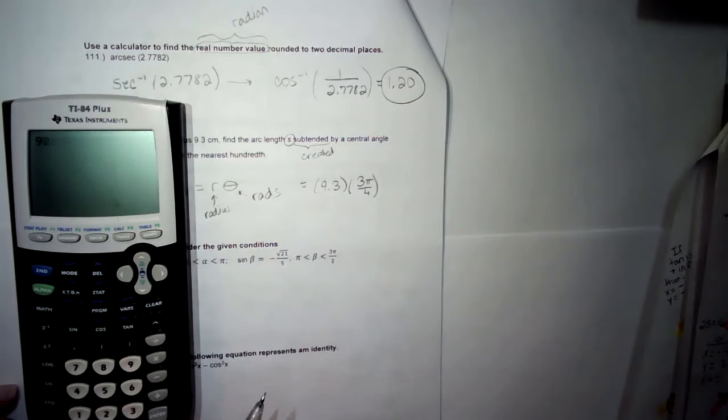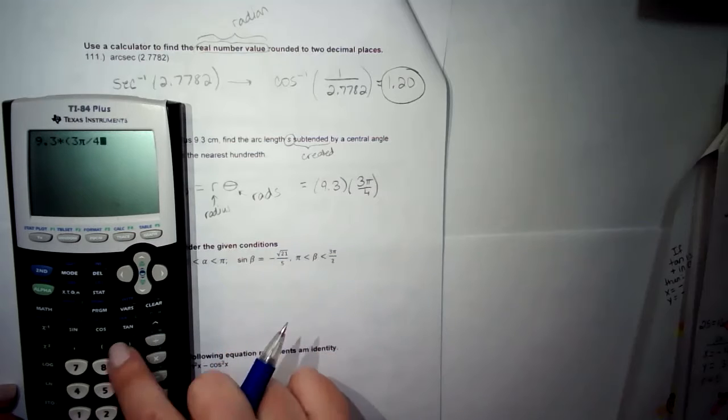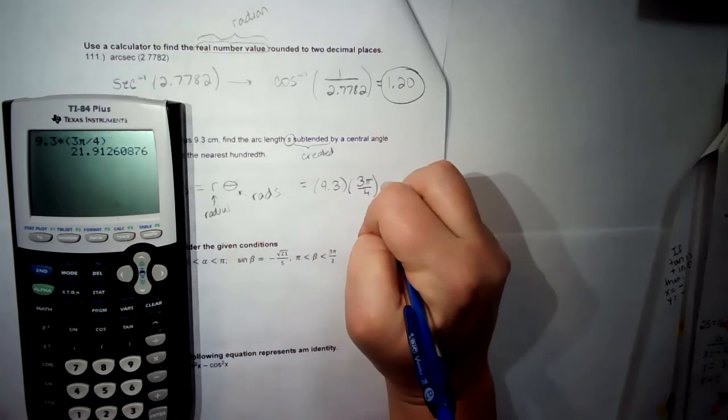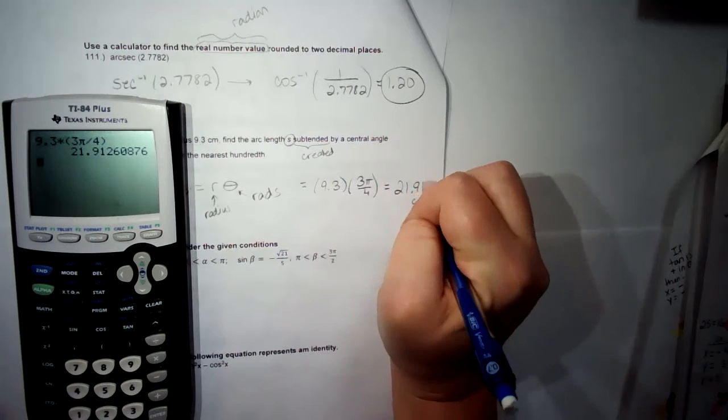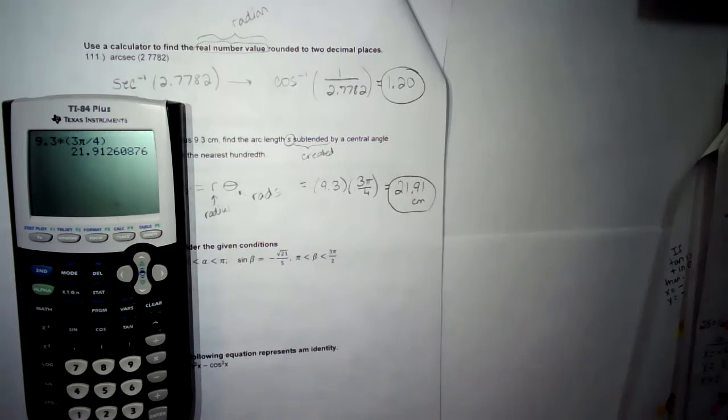Okay, we're going to do 9.3 times 3 pi divided by 4. And we're going to round it to 2 decimal places because that's the hundredths place. You don't have to worry about units if you don't want to, but it's the same unit as the radius. So it's centimeters in this case.